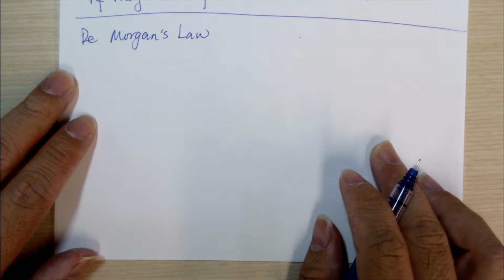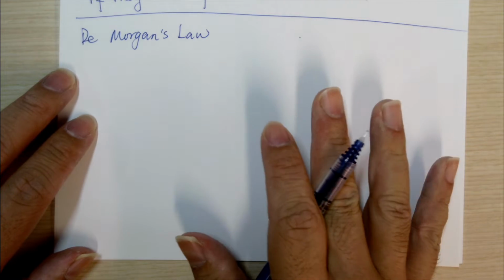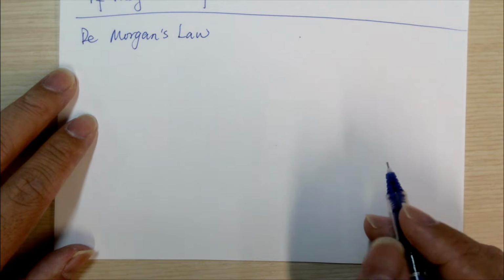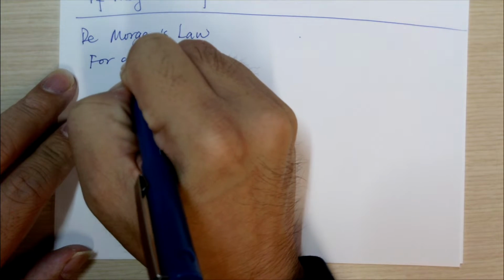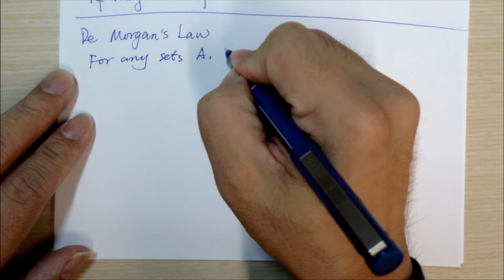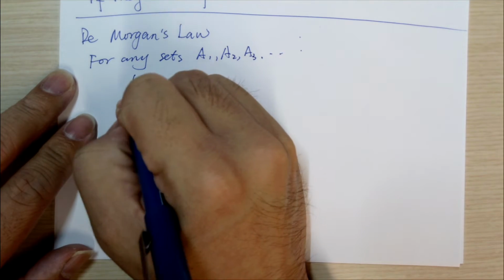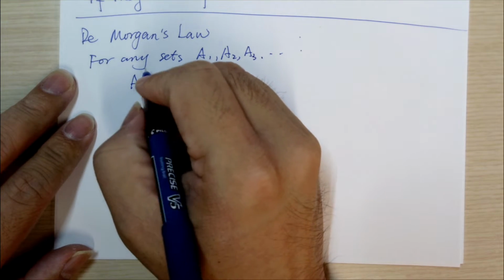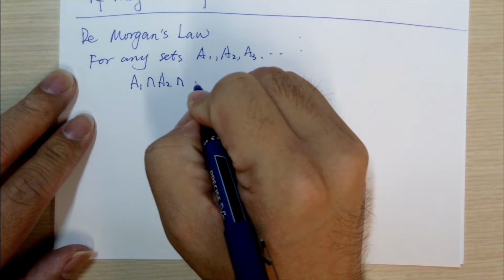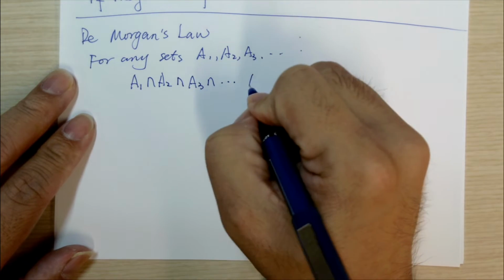This law says like this. It basically involves complement, intersection, union, those kinds of things. So for any sets A1, A2, A3, etc., what it says is A1 intersect A2 intersect A3, intersect up to AN.